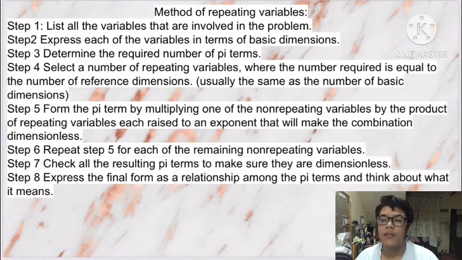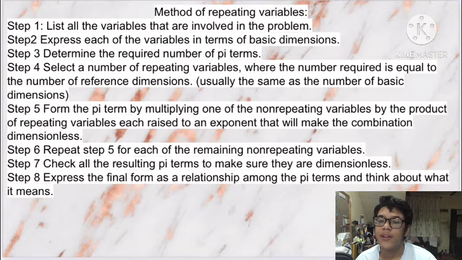So the next part is about the method of repeating variables. It has six steps to be followed. Step one is to list all the variables that are involved in the problem. Next, express each of the variables in terms of basic dimensions. The third step is to determine the required number of pi terms. Next, select a number of repeating variables, where the number required is equal to the number of reference dimensions, usually the same as the number of basic dimensions.